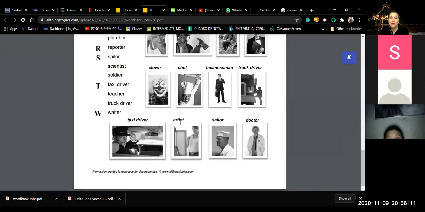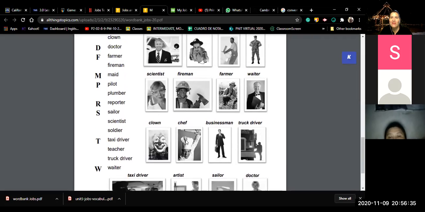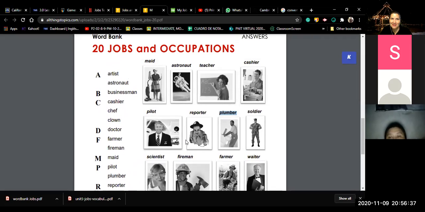Artist, artista. Artist puede ser cualquier artista, no necesariamente solo pintar, porque painter, en inglés, painter, por cierto, es el que pinta casas. Y artist puede pintar, puede hacer escultura, etc., etc. Sailor, también que tiene que ver con la hipopeya. Ok, and the last one is doctor. Ok, guys, that was the last one. Do you have them correct? Yes? Yes. Ok, fantastic, great job.